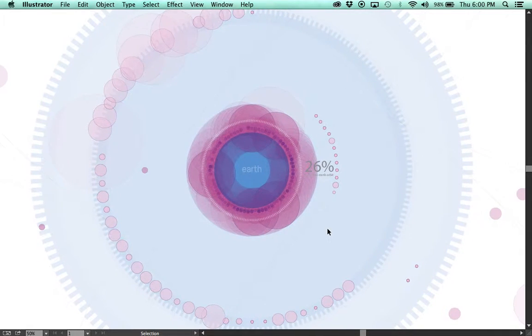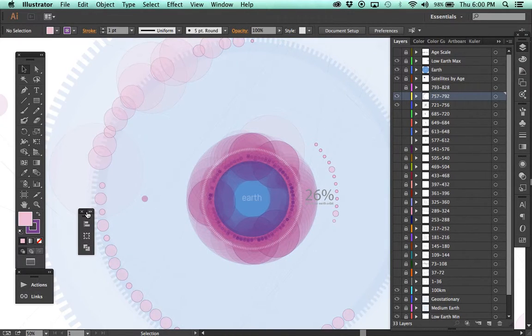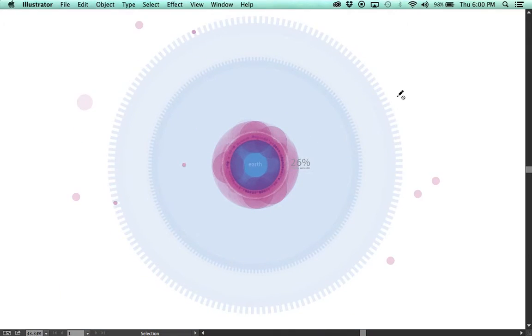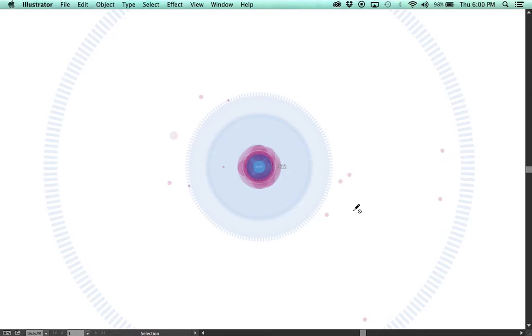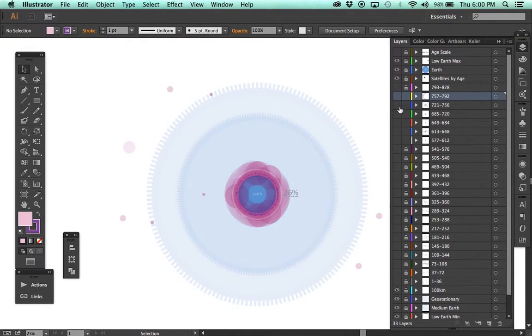But we got out of the low Earth orbit finally, and we started to get into some of the medium and almost geostationary orbits. We're not quite into geostationary yet. But you can see just with those two layers right there, we've had a lot of these sprinkled out here, but there hasn't been a real cluster of anything until we got into this 721 and up.